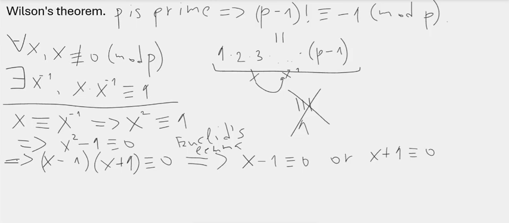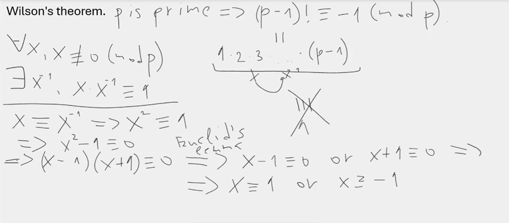And this we can rewrite again as x is congruent to 1 modulo p or x is congruent to minus 1 modulo p. So basically we found the two residues that don't have a pair, that are paired to themselves. It's 1 and minus 1. Well, minus 1 is not actually a residue, but it belongs to the residue class of p minus 1.